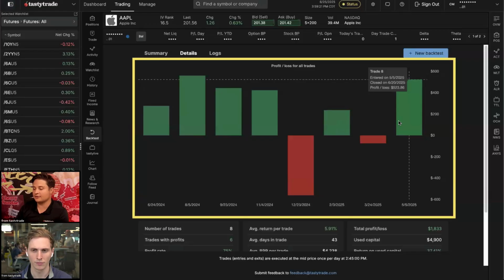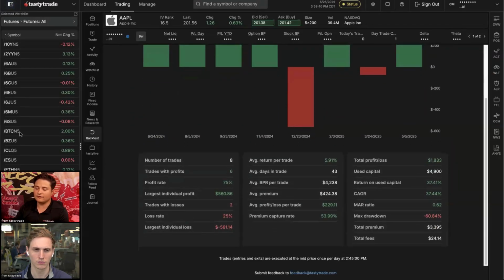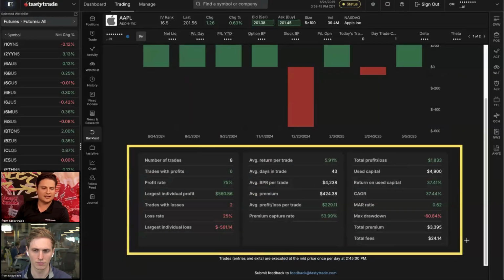And then you'll see, as Christian's hovering over each of the bars, it gives us a little bit more information. We're told when that trade was entered, when it was closed, and ultimately the total profit or loss for that particular trade. Underneath the details section there, we get some additional information, like our number of trades with profits. And I think I saw somebody throw in the chat asking if the results include the fees that were paid. You can see in the bottom right corner, we're actually given the total amount of fees that we paid for all of our trades.